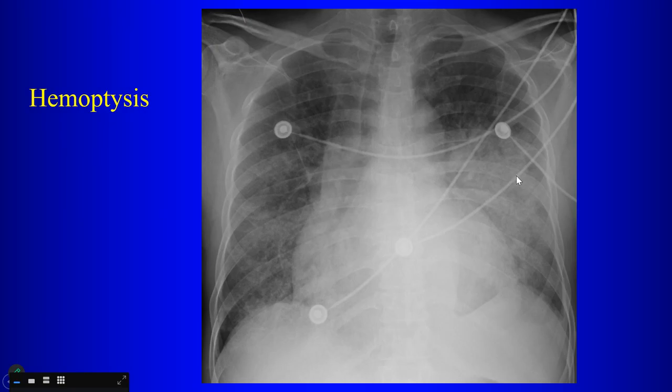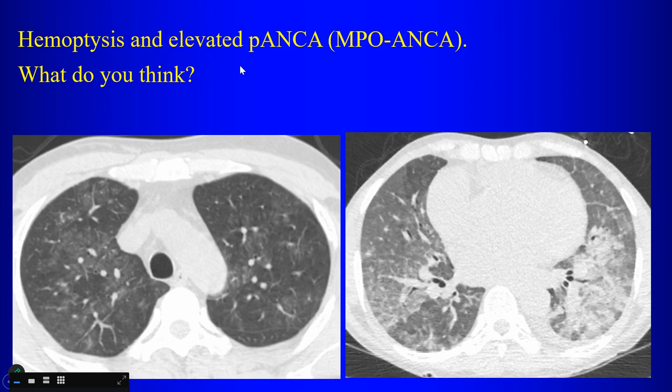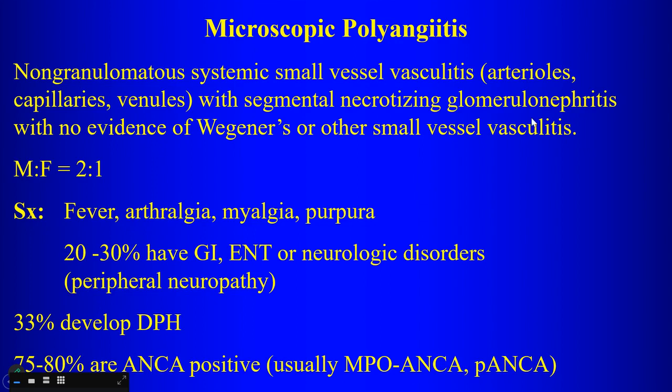This patient has hemoptysis, bilateral consolidations, as you can see on the CT. But I also tell you that the P-ANCA is elevated in this patient. What do we think about here? What particular disease? GPA? No, the other one. Right? That's microscopic polyangiitis. Okay, this one is associated with elevated P-ANCA.